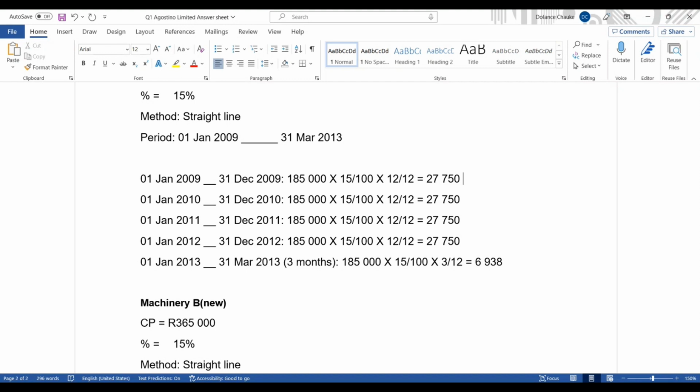So the first year we had 0. Then we're going to say 0 plus the one we calculated. Then we are going to have 27,750 at the end of the year, right? Then the depreciation of 2009 will accumulate.